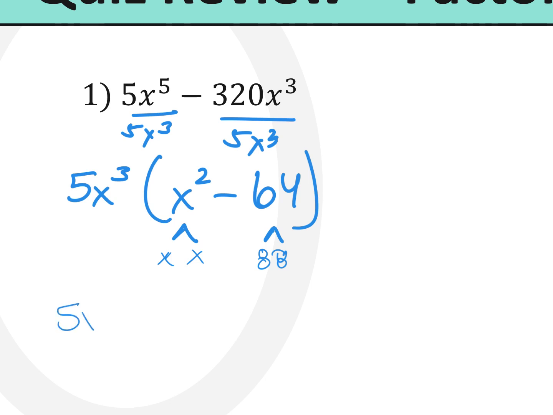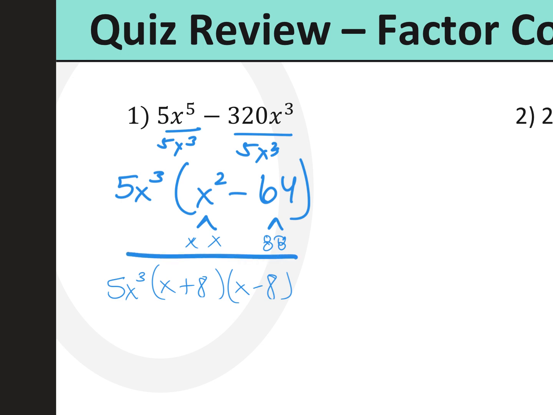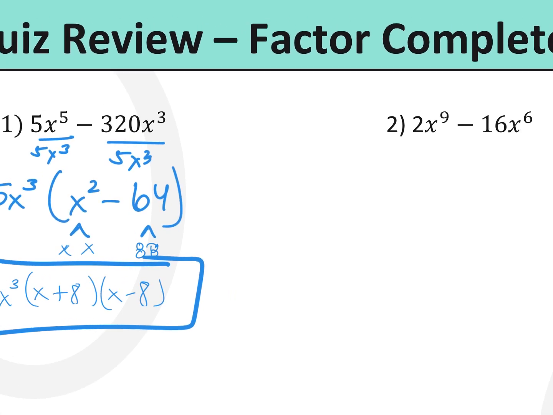So I have my 5x cubed. That did not go anywhere, guys. But what do my two parentheses look like? X plus 8 and x minus 8. Does it matter where you put the plus and the minus? No, just as long as you got one of each. And that's it. Just factor completely just means, hey, break it down as much as you can.